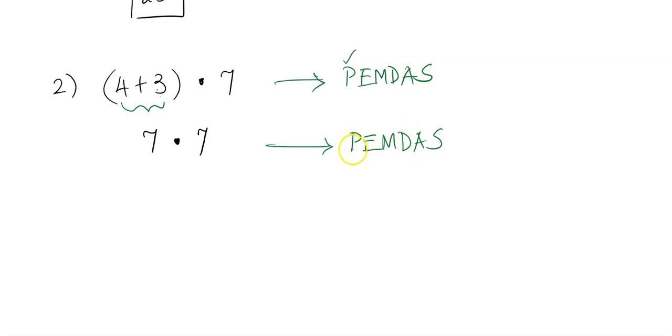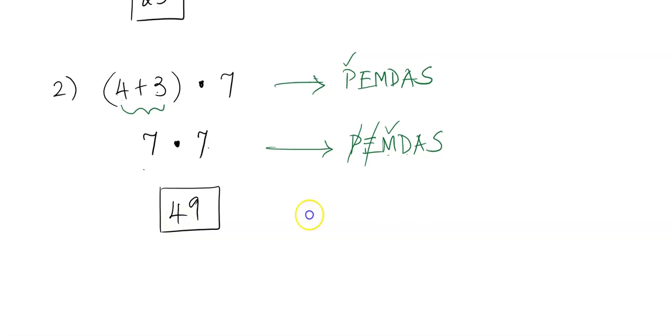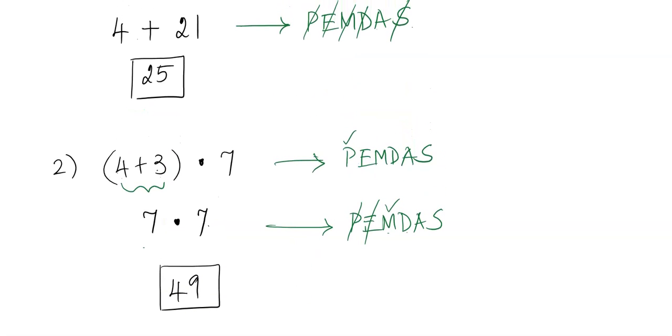We took care of the parentheses, so there was no P, no exponents. Multiplication, division, again from left to right, there's only multiplication. So we just do that, and we get 7 times 7 is 49. Notice how they both read the same way, 4 plus 3 times 7, but one is grouped, one isn't, and you see how very different the answers turn out to be.